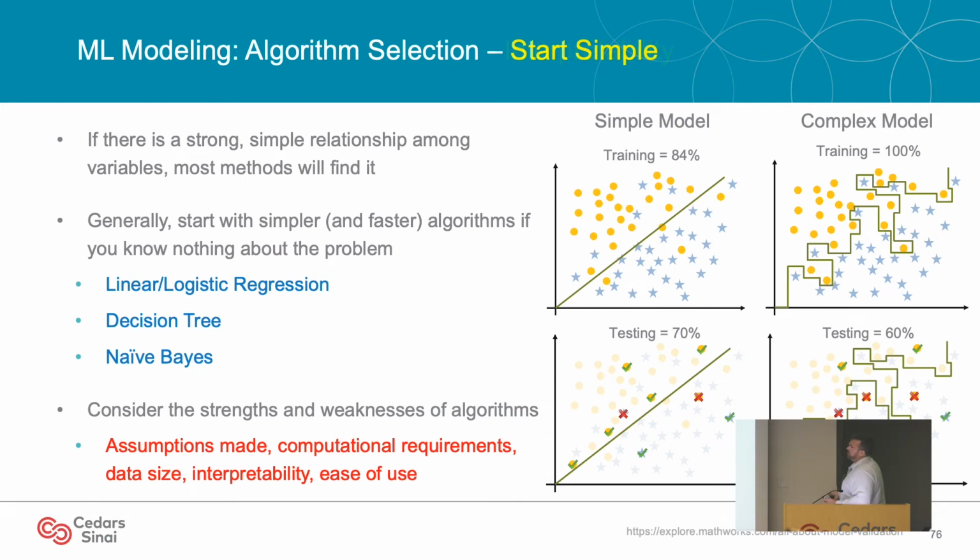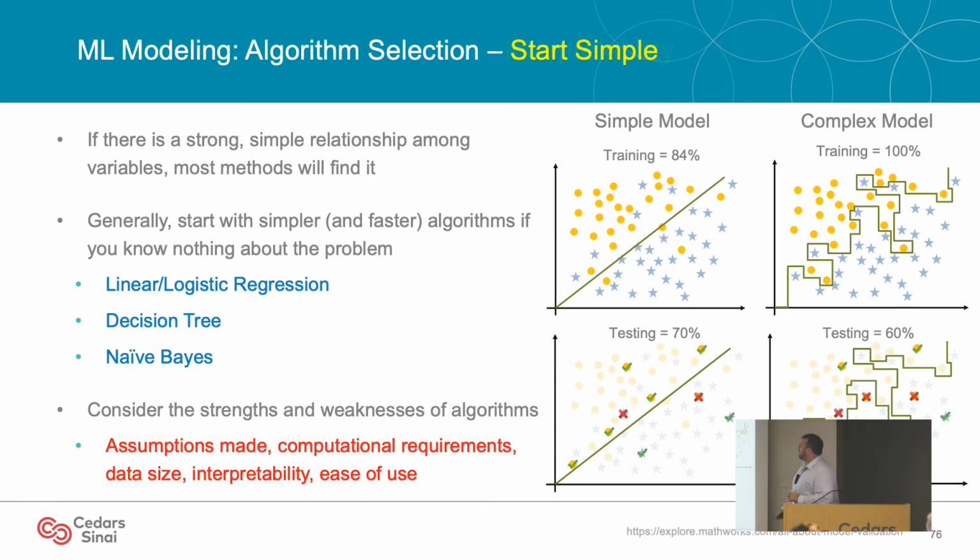General advice: start simple. If there's a strong, simple relationship among variables associated with the outcome, almost any method is going to find it. It doesn't matter which one you pick. So you might as well pick something fast that makes simple assumptions and is easy to use. For example, I recommend starting with linear and logistic regression, decision trees, and naive Bayes. Super easy. If the problem has a simple relationship, they're probably going to do pretty well, or at least one of them will.